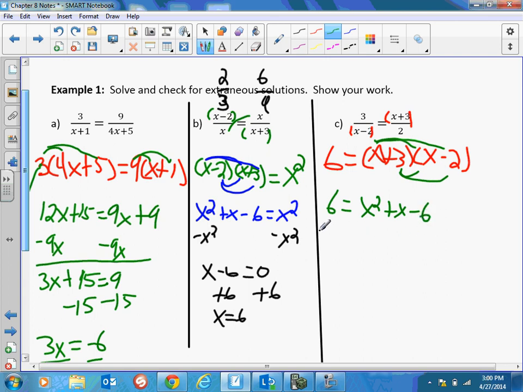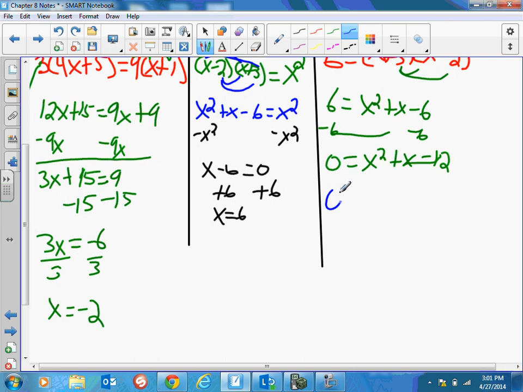So now I subtract 6 from both sides, and I'd get 0 equals x squared plus x minus 12. I know it's a little sloppy. Then from there, I'd have to factor it. So I need to find factors of negative 12 that add to 1, which would be 4 and negative 3. So I'd factor into x plus 4 and x minus 3. My answers would be negative 4 and positive 3.